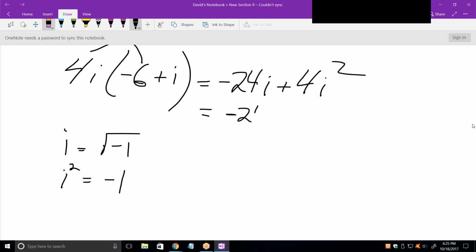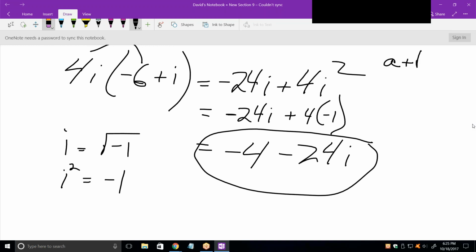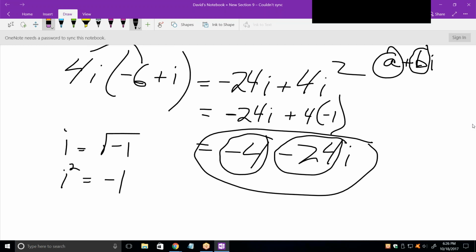So we have minus 24i plus 4 times negative 1. Well, what is that? That is minus 4 minus 24i. And they generally want it in what they call a plus bi format, where a is the real part of the complex number, and b is the coefficient of the imaginary part, but it's still a real number. Well, in our case, a is negative 4, b is negative 24. But the key to this problem is converting the i squareds.